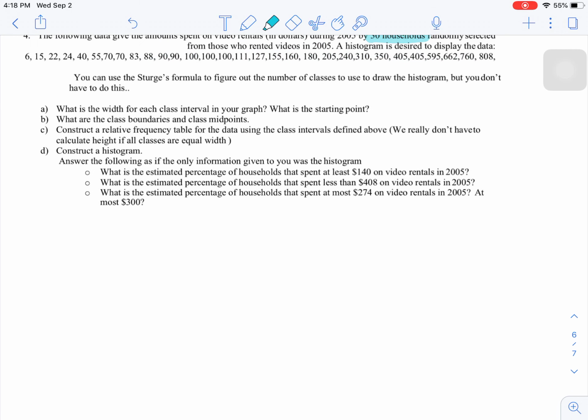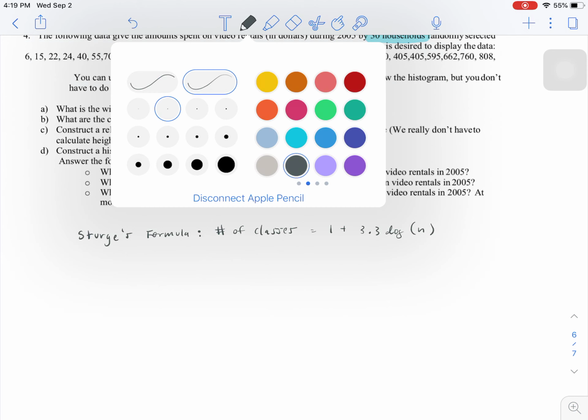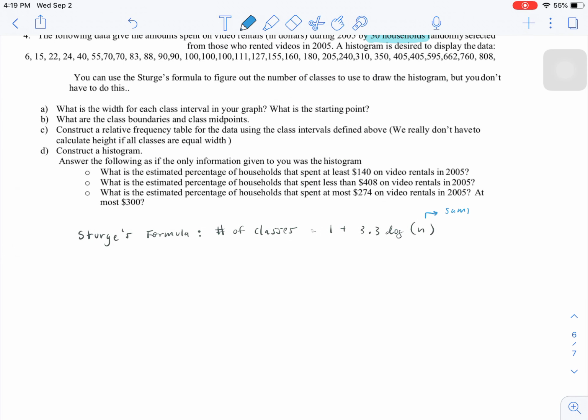Now if we want to be exact, we can use a formula called Sturge's formula to figure out how many different classes or bars we should have on our histogram. So let's go ahead and do that. Sturge's formula says that the number of classes or the number of bars on our histogram is equal to 1 plus 3.3 times the log of n, where n here is our sample size.